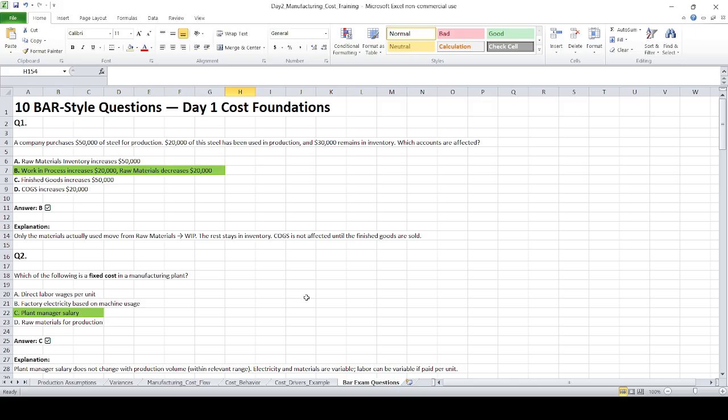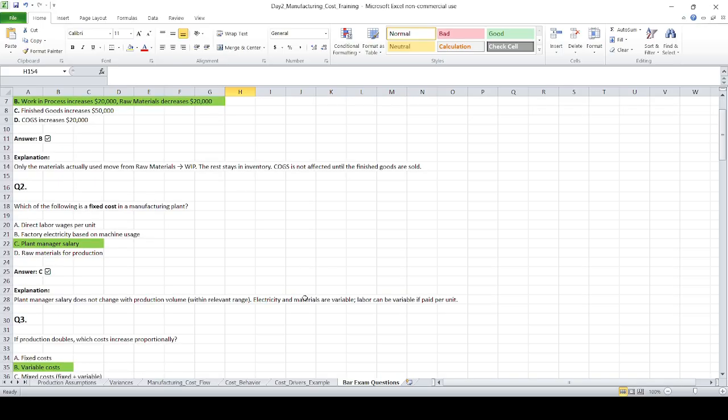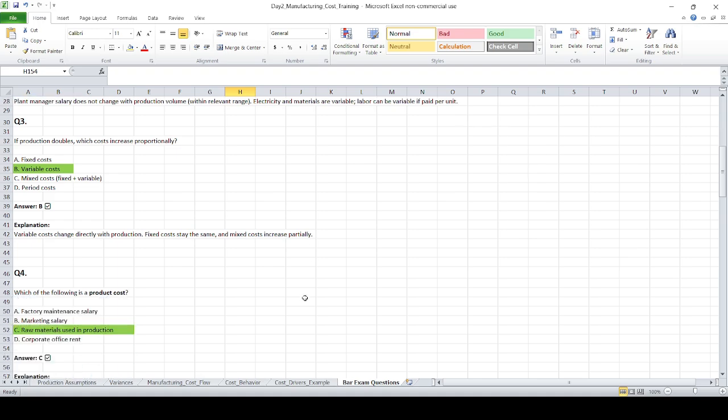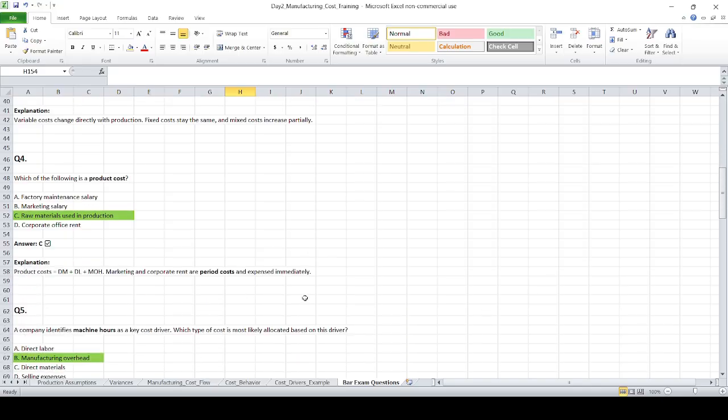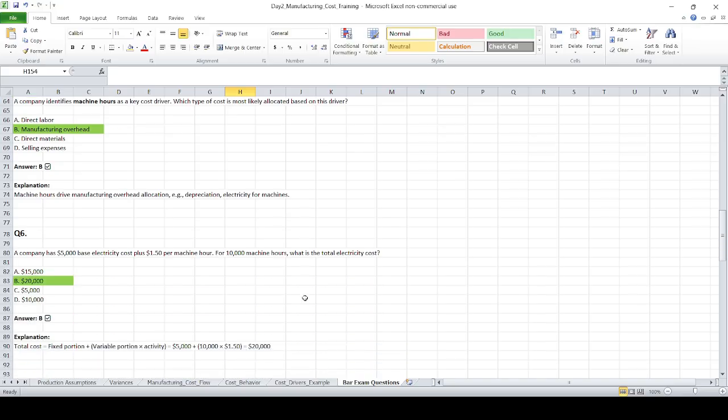And here are the 10 bar style questions that we reviewed in Day 1 Cost Foundations. And if you want to pause this as you go, you can pause it and read these and study them.